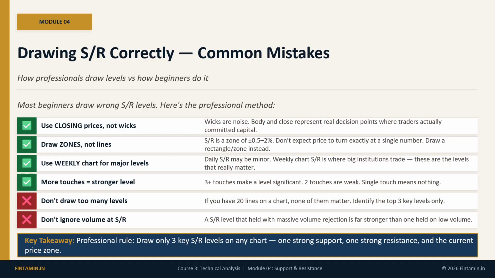Use the weekly chart for major levels. Daily support and resistance can be minor noise. Weekly support and resistance is where institutions trade. These are the levels that define major market turning points. And critically, only draw three key levels on any chart. If you have 20 lines on your chart, none of them matter. Identify the most important support and most important resistance, plus the current price zone. That is all you need.